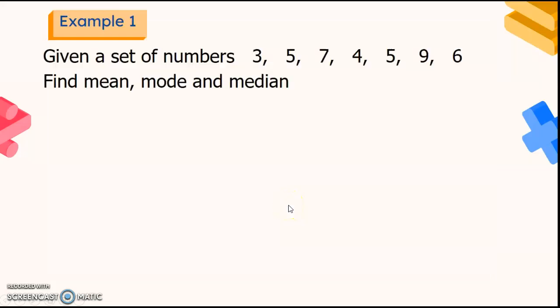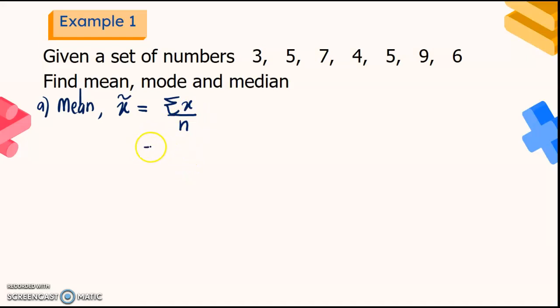Now we look at example 1. We have a set of numbers 3, 5, 7, 4, 5, 9, and 6. First question, we are going to find the mean. Mean, x bar equals summation of x divided by n.